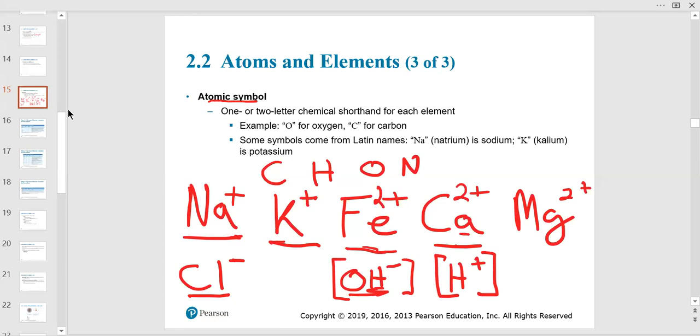Let me ask you this. I said this last time, see if you remember. How many protons does hydrogen have? Or what's its atomic number? Very simple. Think of the lowest number. One. It's just one, yeah.